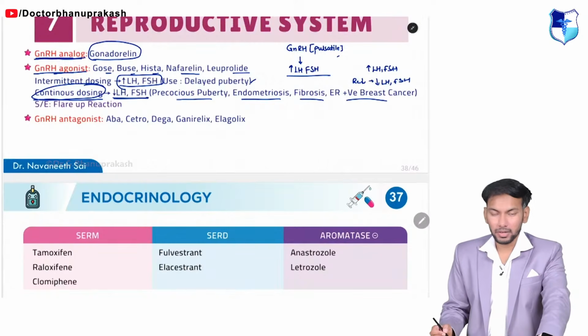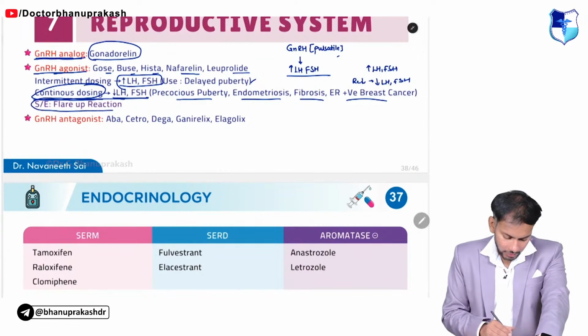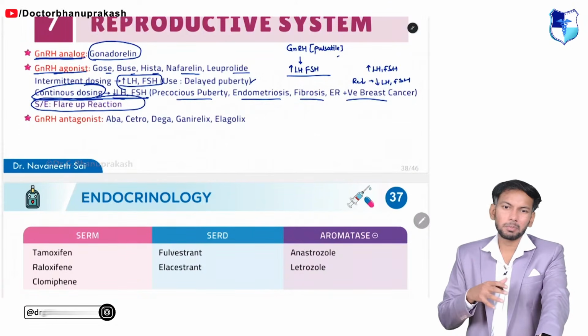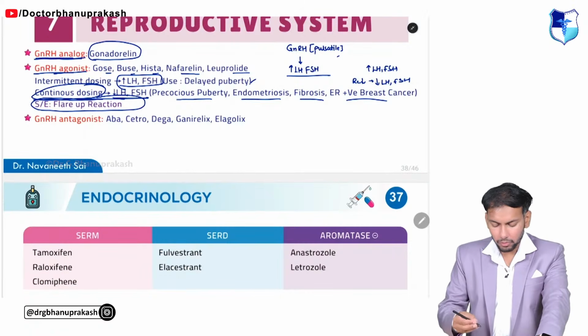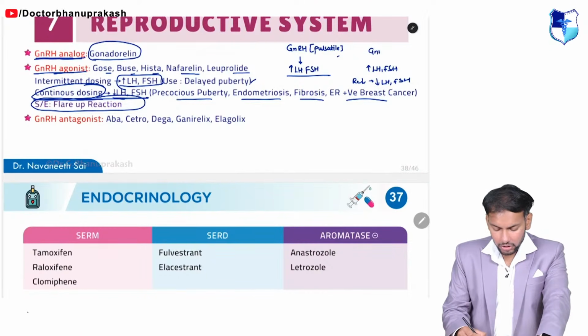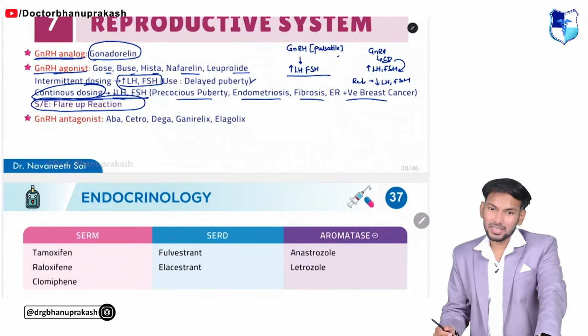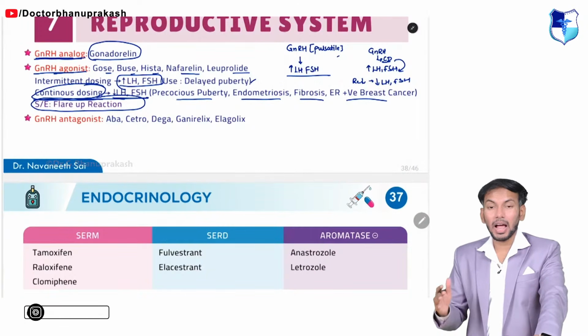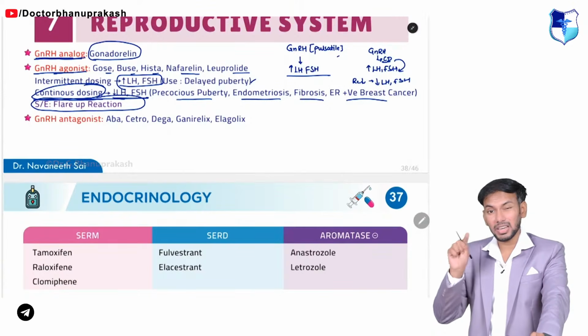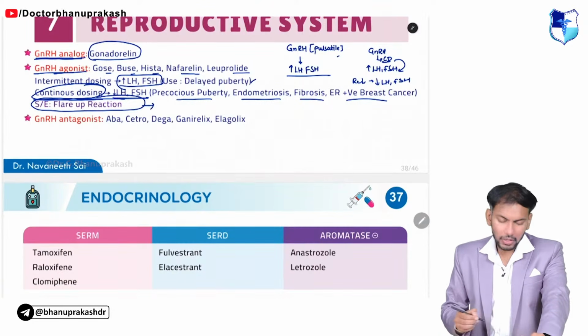But the problem here is, it will cause a flare-up reaction. Let us suppose a person is having pain because of endometriosis. If you give GnRH agonist in a continuous dosing, first the pain will increase because LH and FSH is increased and it will increase the estrogen, but after some time this will decrease. That increase in pain is what is known as flare-up reaction.